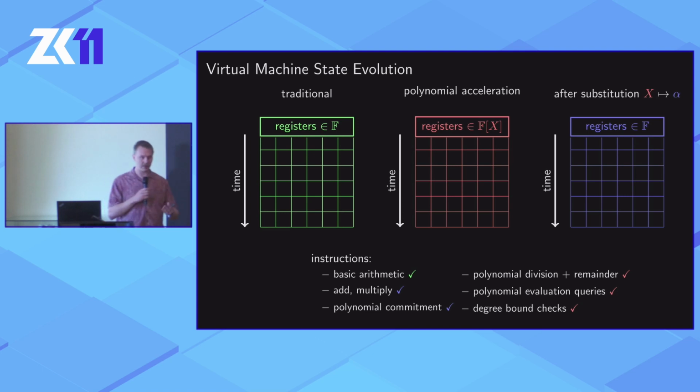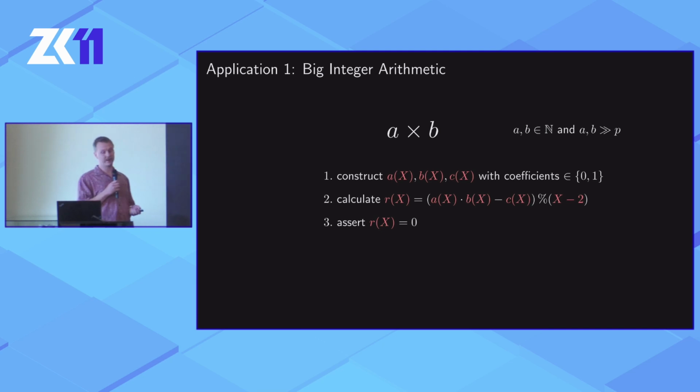What polynomial acceleration gives you, and I'll explain later how to do it, is you get to do polynomial division and remainder checks. You get to do polynomial evaluation queries, and you get degree-bound checks, basically for free. One instruction in every case. One row in the algebraic execution trace in every case. And before I get to the construction, let's look at a few motivating examples.